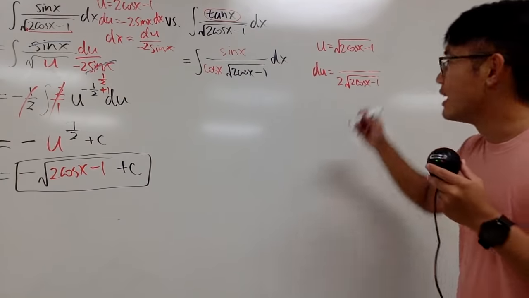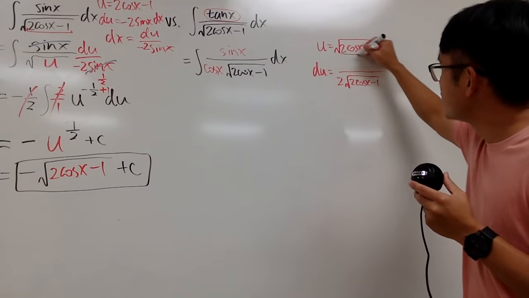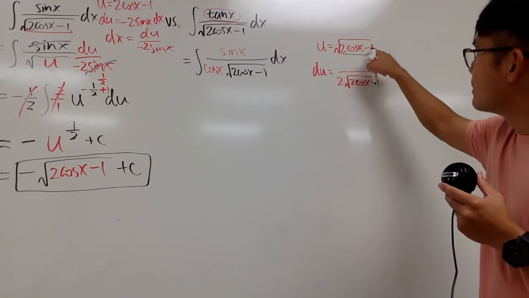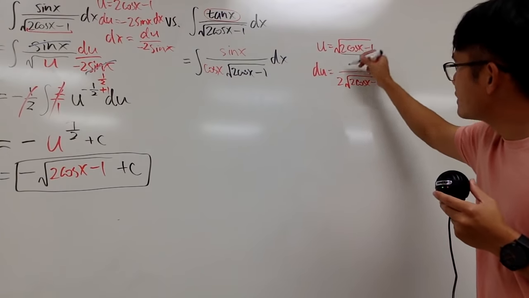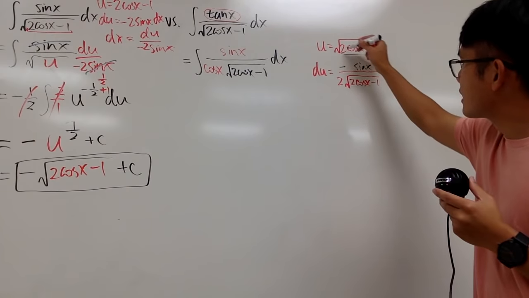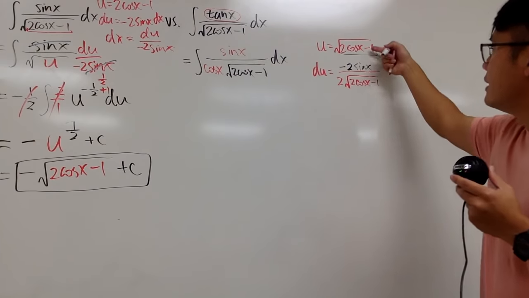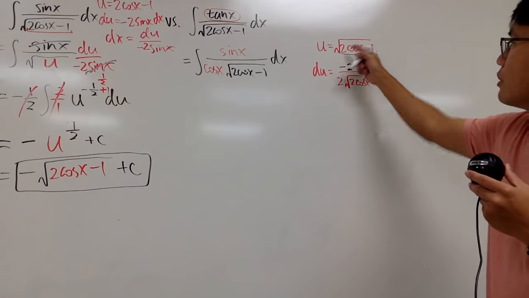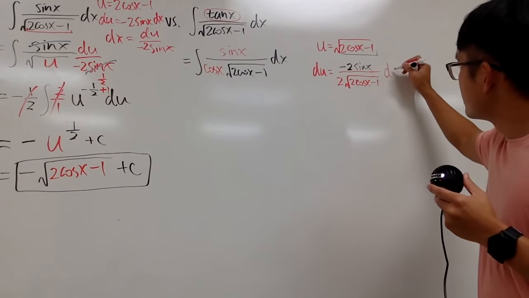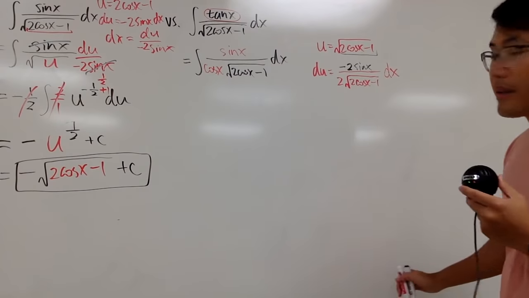But the chain rule says I will have to multiply by the derivative inside. And the derivative of 2 cosine x minus 1 is negative sine x, because the derivative of cosine is negative sine. But that's a constant multiple, so I will maintain that. And the derivative of negative 1 is 0. So this is my derivative of the inside. And then I will put down the dx here.